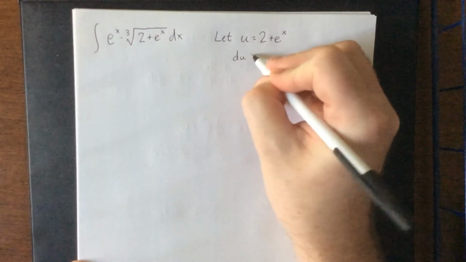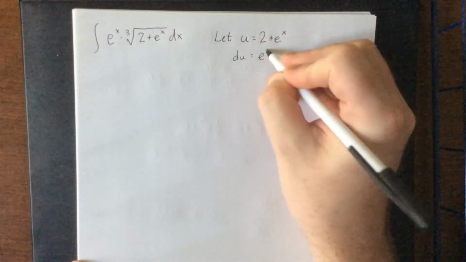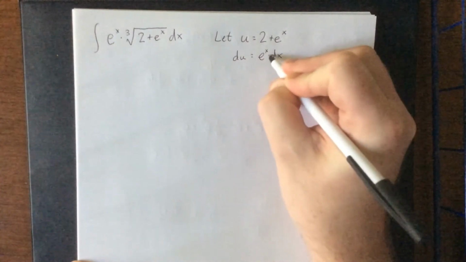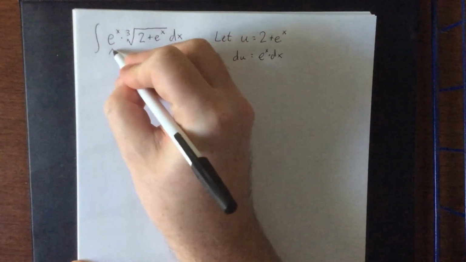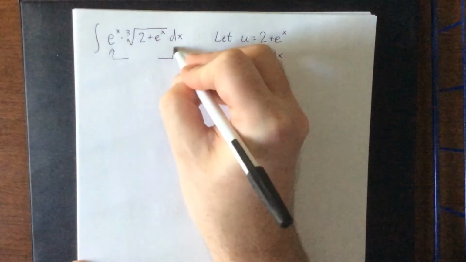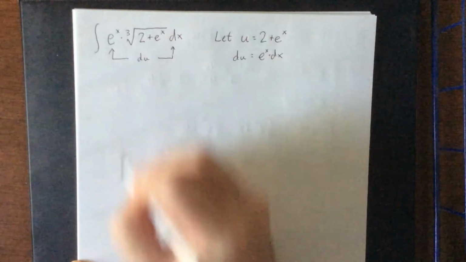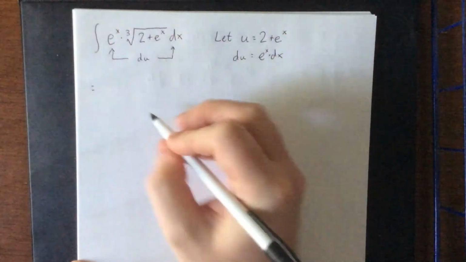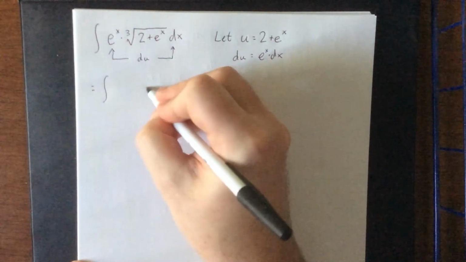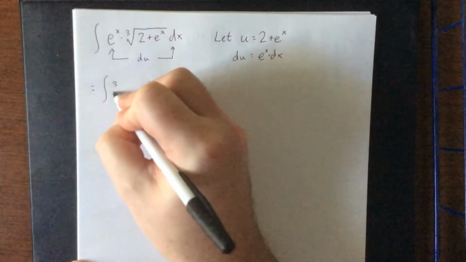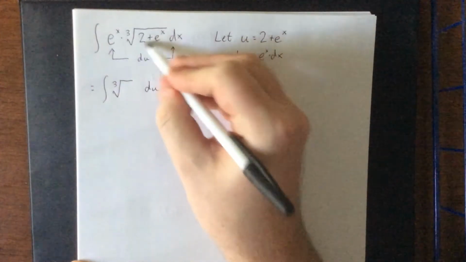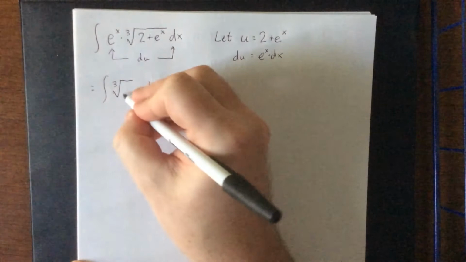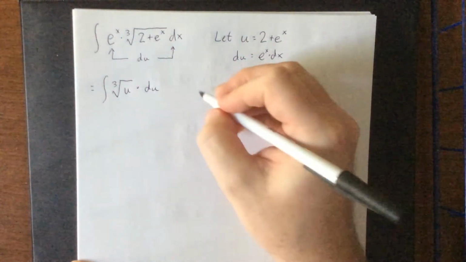Differentiating this, du, would give us e to the x times dx. Thankfully, we have an e to the x right here, and we have a dx right here, and putting those together, that'll give us a du. Additionally, with that du, we will also have the cube root of, well, this thing that's inside, we referred to that as u just a moment ago.